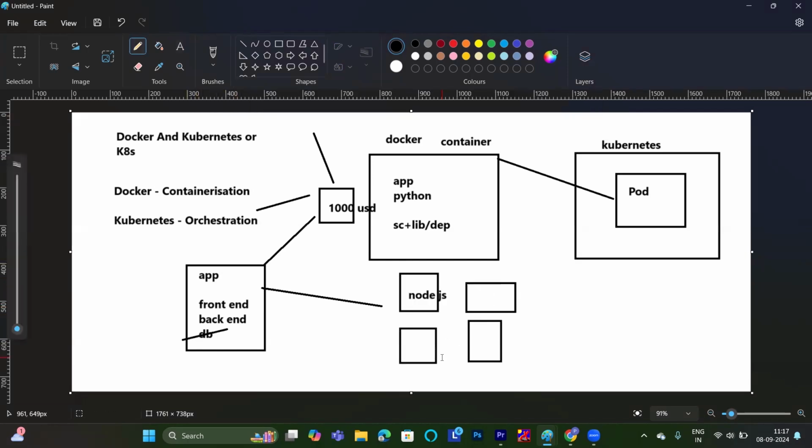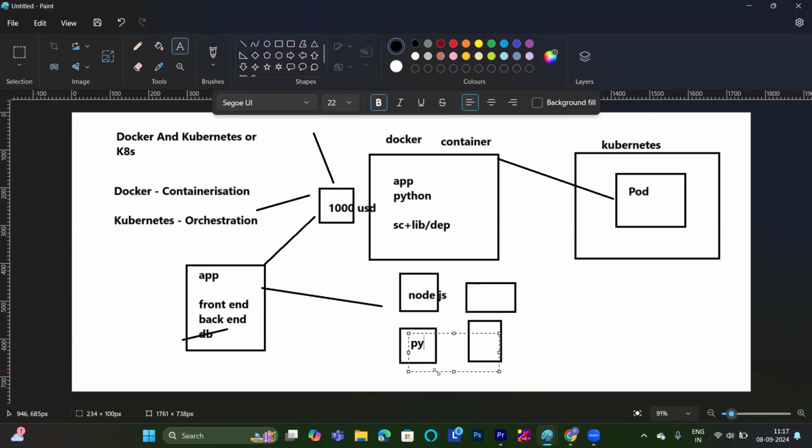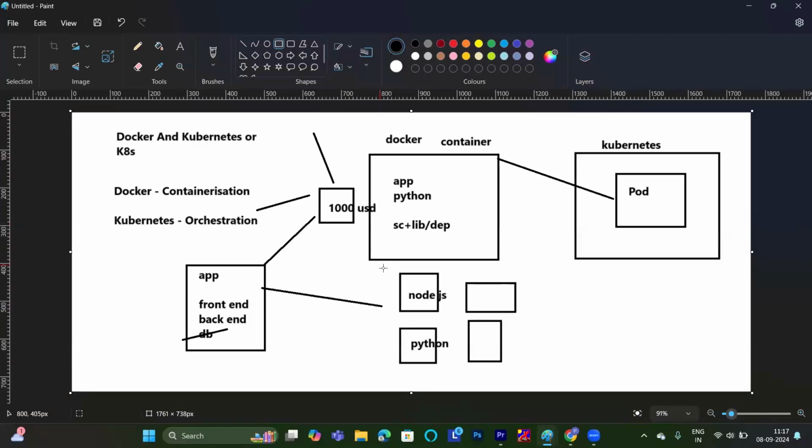I can use Python for my back end, and for the database we need to run something as well. So we will create one complete application from microservices, and those microservices can be written in different languages. Of course, they will interact with each other. Microservices means small services of a complete application. We divide the complete application into small services.